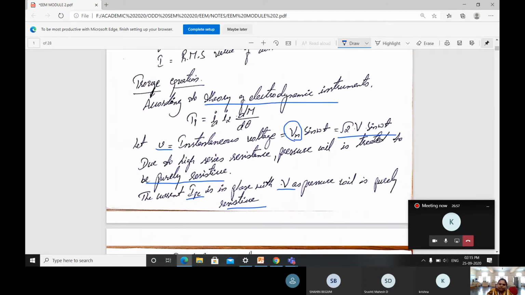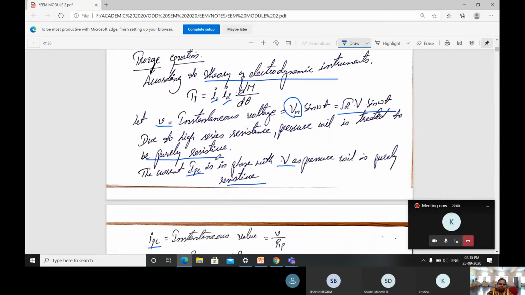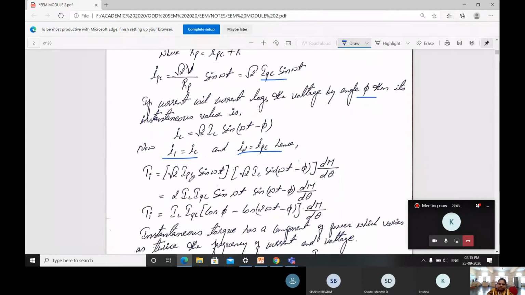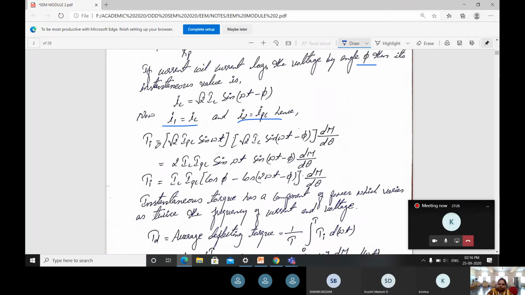Next, what will we be doing? I am substituting I1 and I2 in the torque expression. If I substitute in Ti, what will I be getting? For IPC, I wrote square root of 2 IPC sine omega t. Then IC is nothing but square root of 2 IC sine omega t minus pi, dm by d theta. Next, just multiply both: square root of 2 into square root of 2, you will be getting 2 only. Then IC, IPC, sine omega t minus pi dm by d theta.